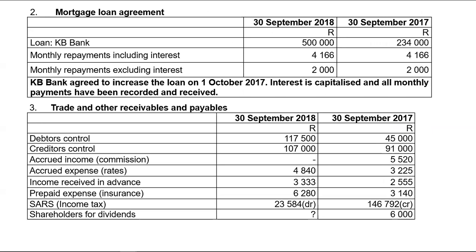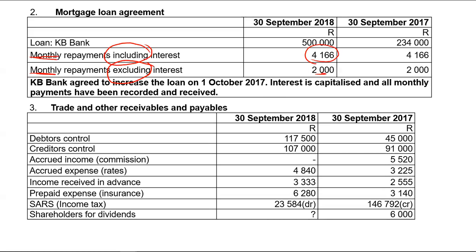Now, this is a little bit tricky because they're giving me my loan from KB Bank for last year and this year. And then they gave us monthly repayments, including interest, meaning that interest is in there. And then they gave us monthly repayments, excluding interest. So this is just the capital portion. It means that of the 4,166, 2,000 of that is the capital portion, and whatever remains is your interest portion. But note that they said monthly, and we are looking for interest per year.